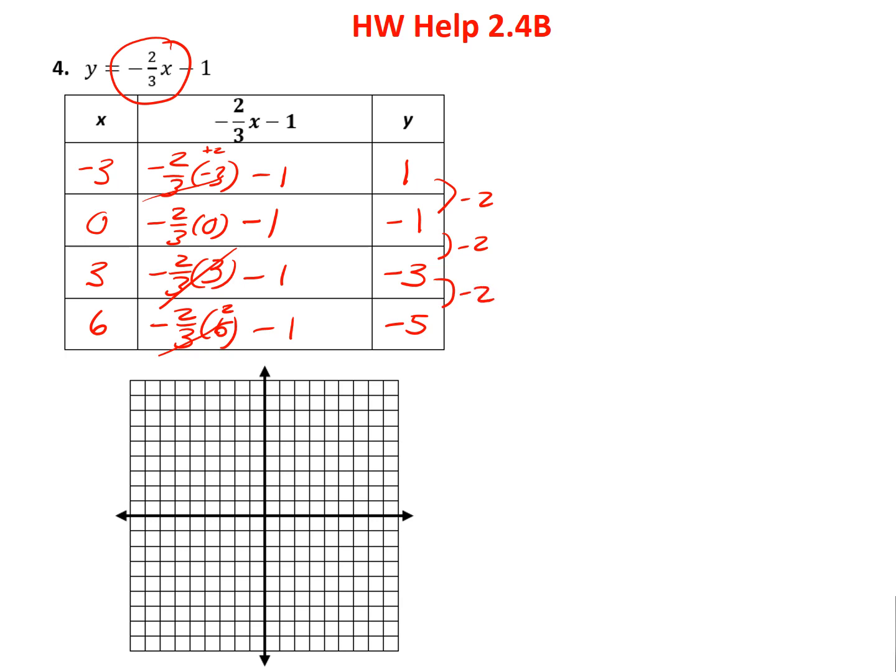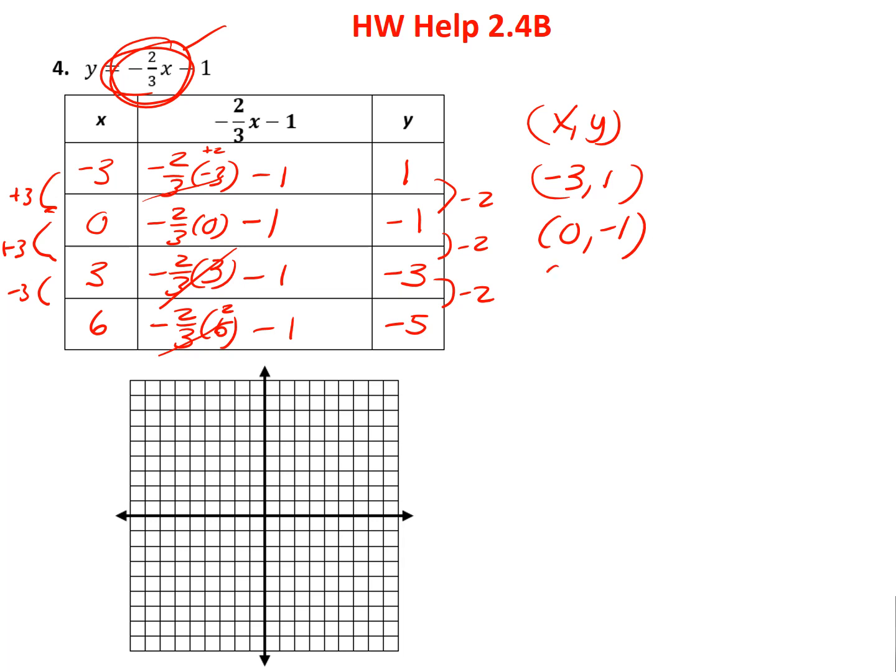But at the same time, this is going up +3. So together, it is -2 over 3, -2/3. So let's note what our pairs are going to be, ordered pairs. We have -3, 1. We have 0, -1. We have 3, -3. And we have 6, -5.